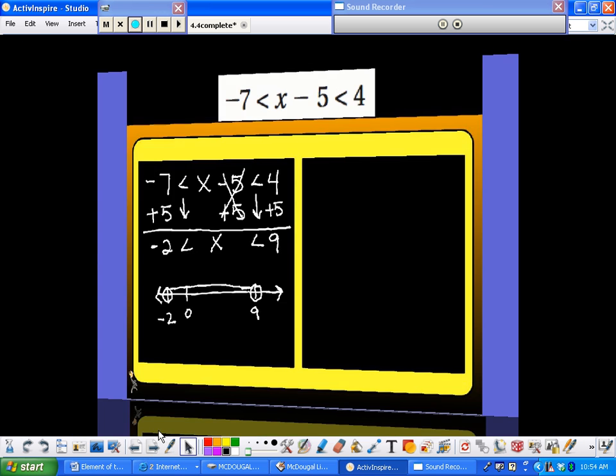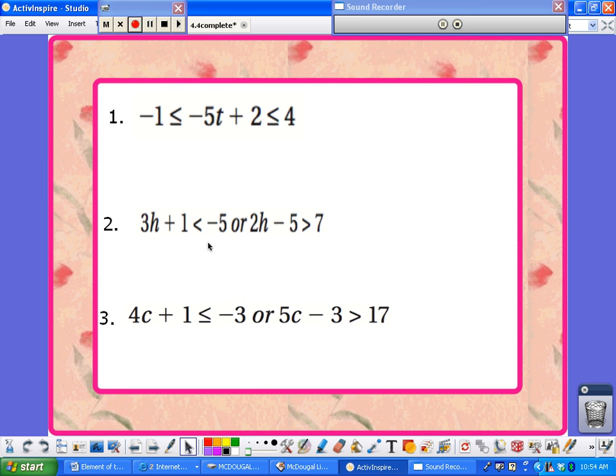All right, let's see if we have an OR problem. So let's take number 2, and we're really going to work them out as 2 separate problems. So I'm going to subtract 1 from both sides. Bring down my inequality. Negative 5 minus 1 gives me negative 6. And then these cancel, and I have 3h.